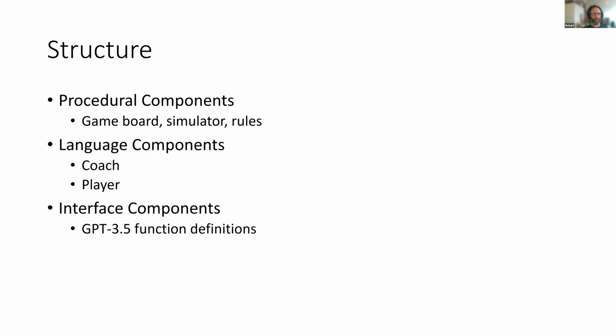The structure I've used is there's three kinds of thing at work here. The procedural components, classic Python code, the game board, simulator, and rules. There's language components, coach and player. At the moment, I've only got one player and one coach working. There's no particular limit on that, but that's what I've got at the moment. And then interface components. In my case, I've used GPT 3.5 function definitions.